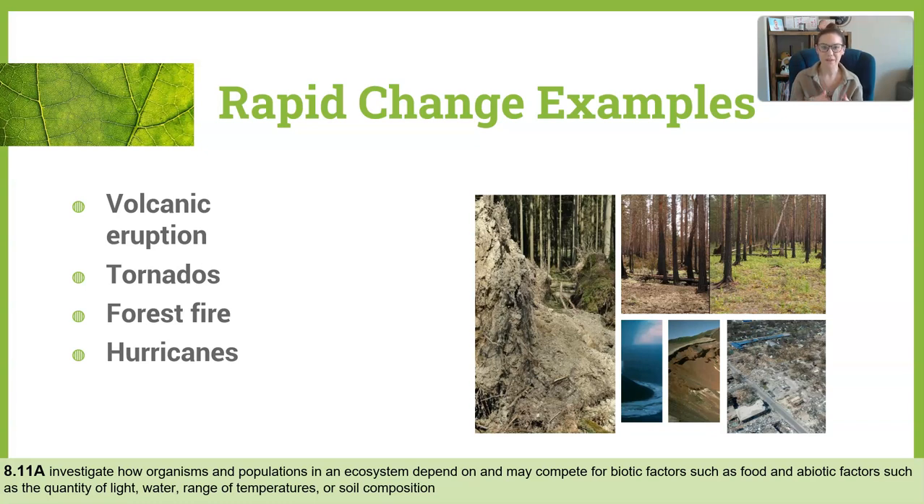So we have volcanic eruptions, tornadoes, forest fires, hurricanes. These are examples of very quick changes that happen sometimes overnight or in just a matter of hours. Now, the biotic factors that live in this area are going to have to overcome these things either by quickly adapting, which we'll talk about in a future lesson, or by being able to move on and find a new place to set up home.